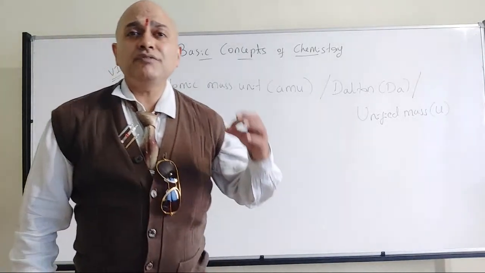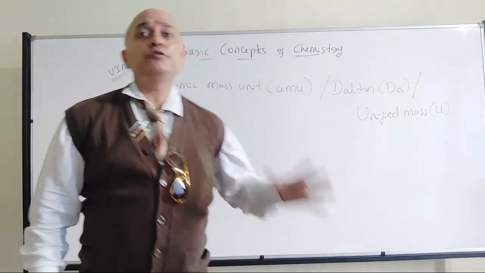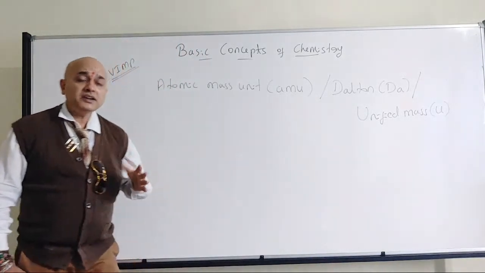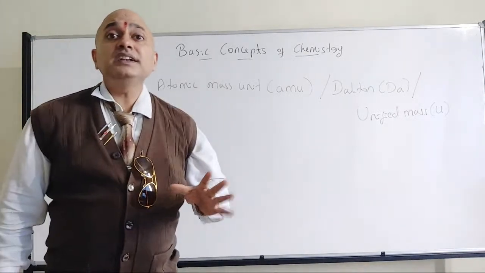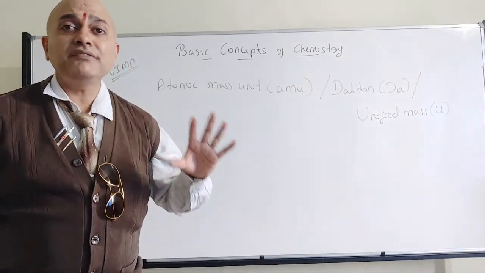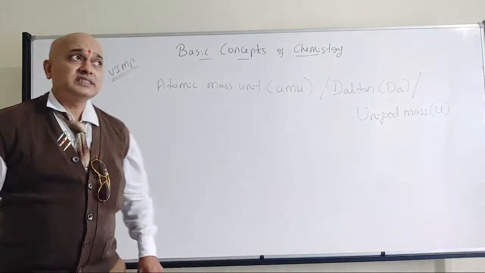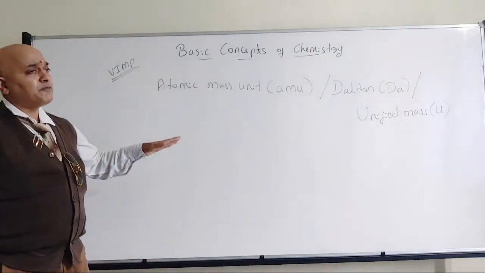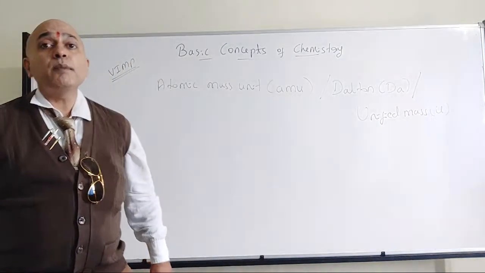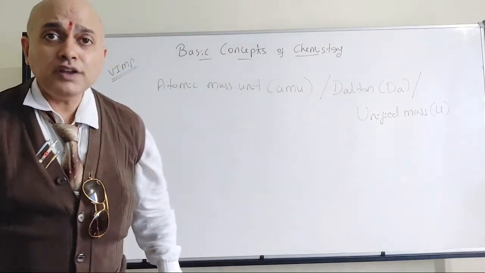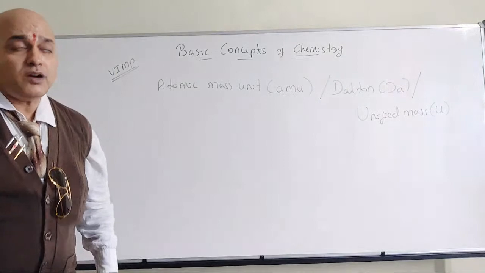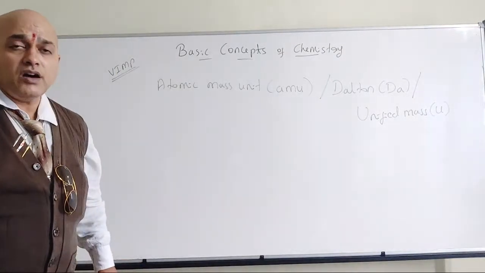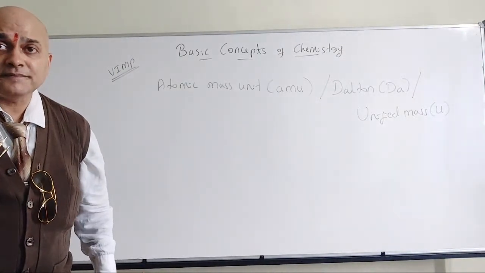But when I am talking about an atom, which is a very, very minute particle, it will have very, very low mass. So that's where we need some way of representing the mass of the atom. And one of the methods they used to follow earlier is atomic mass unit or Dalton unit or unified mass.